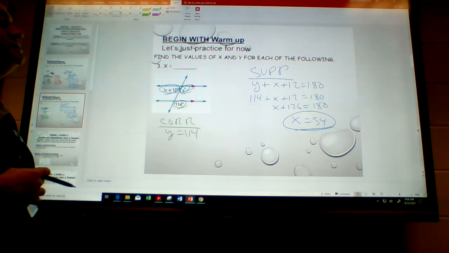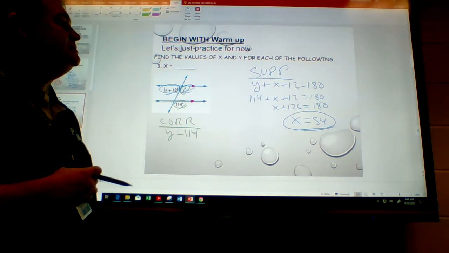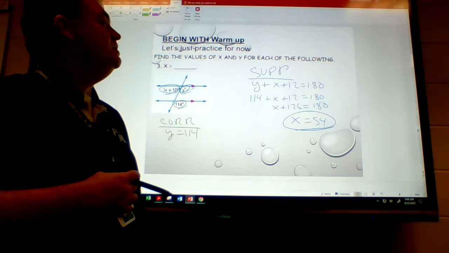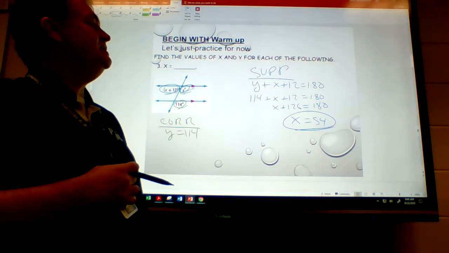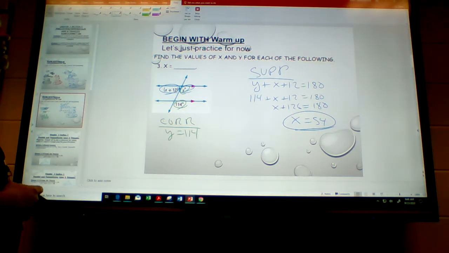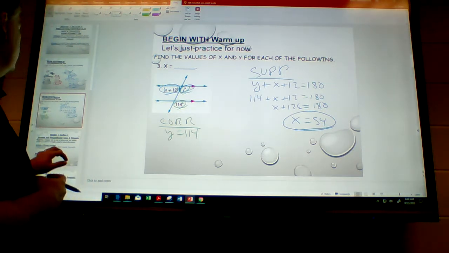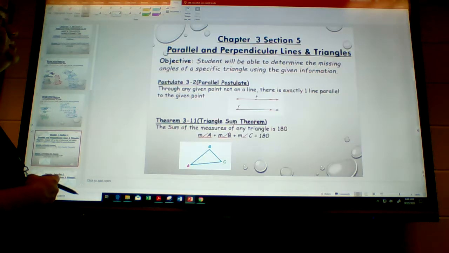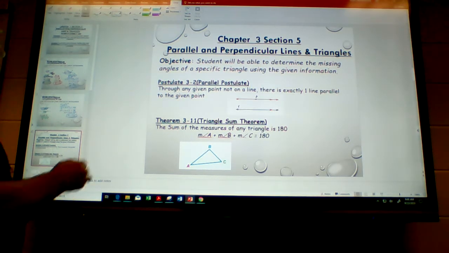And then the next one, x plus 12 and y. Those two angles are supplementary, so we add them together, substituting 114 for y plus x plus 12 gives us a sum of 180 degrees. So we get an x value of 54. All right, that's a little bit of a review of what we talked about before.